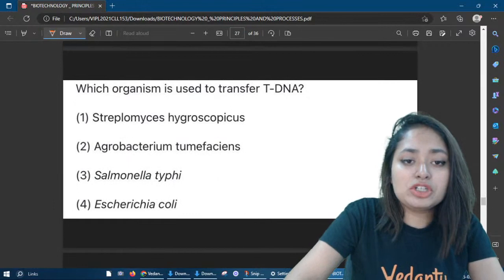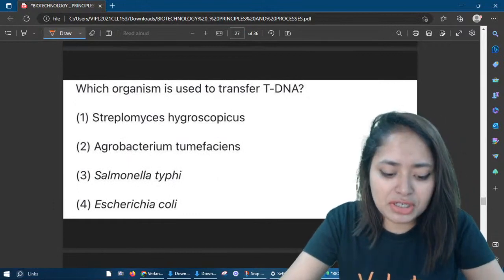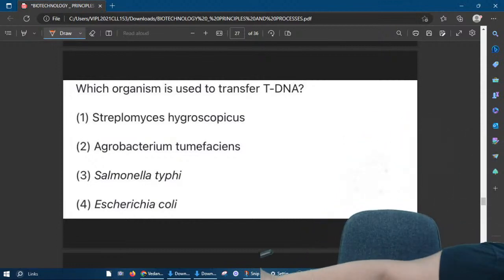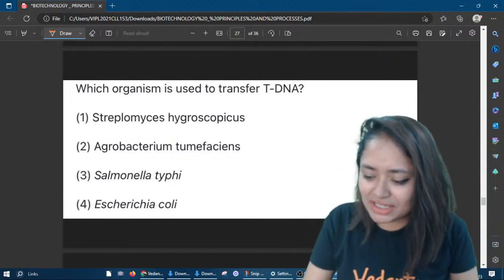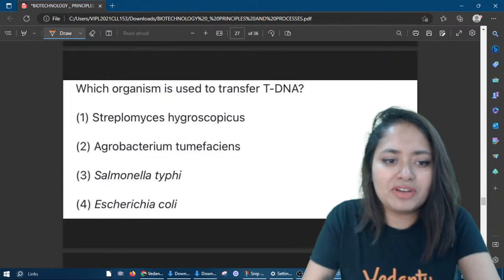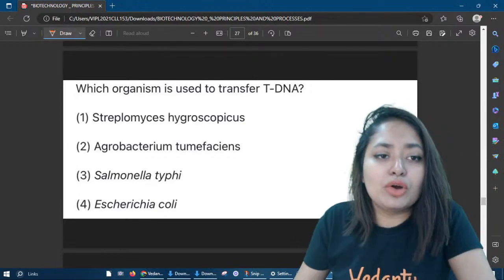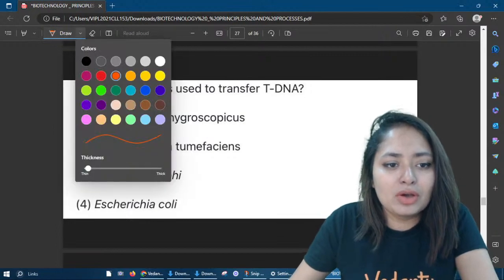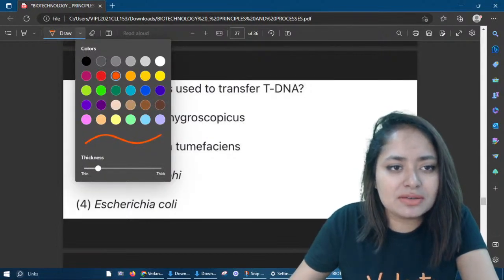Which organism is used to transfer tDNA? What is tDNA? What is tDNA with a capital T? What is the full form of tDNA? First, you tell me that. Tell quickly. What is this tDNA business?